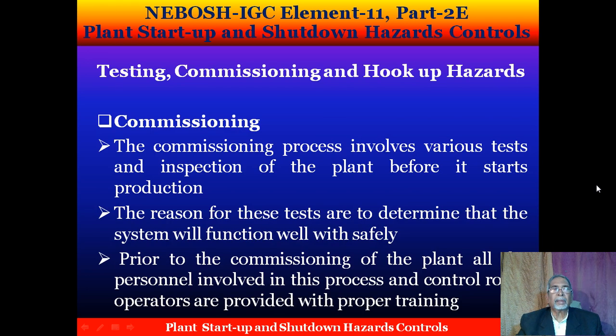Now we will discuss testing, commissioning and hookup hazards. We will take commissioning in the beginning. The commissioning process involves various tests and inspections of the plant before it starts production. The reason for these tests is to determine that the system will function well with safety. Prior to the commissioning of the plant, all the personnel involved in this process and control room operators are provided with proper training.